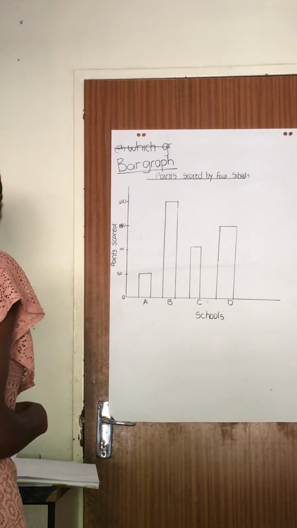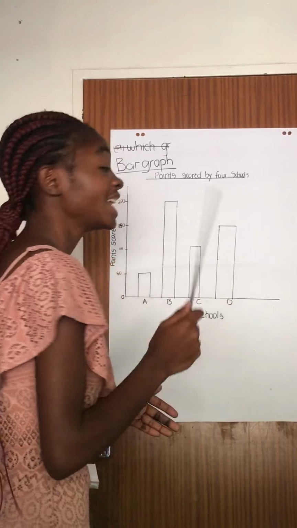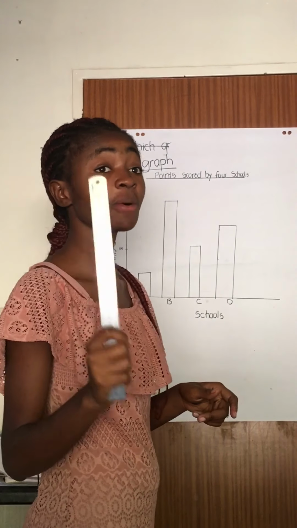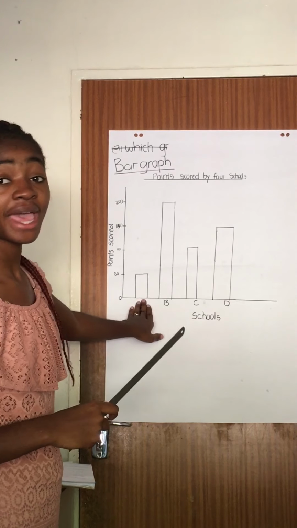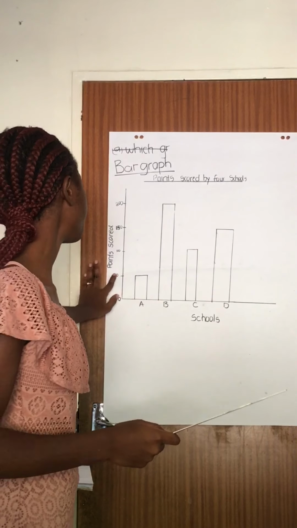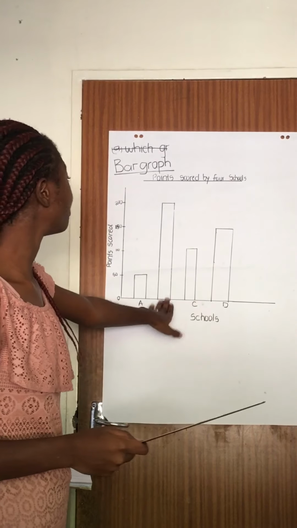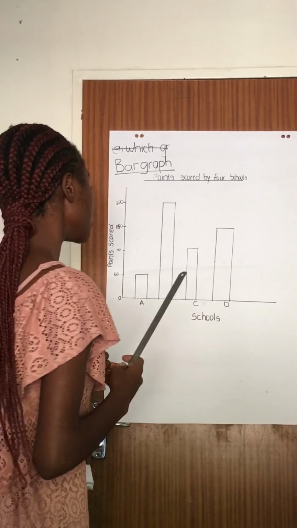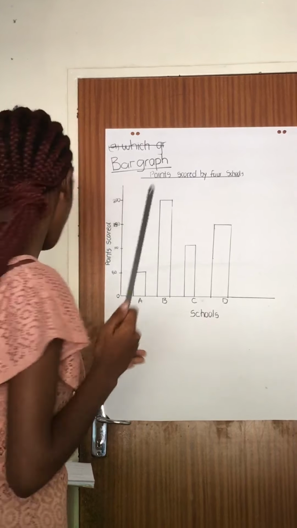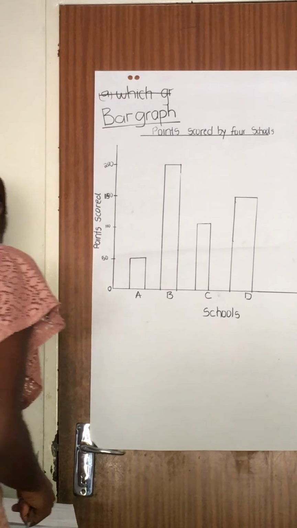Okay, and then I think it will also be important that you mention the number of points. So we can say school A scored the lowest with 50 points and school B scored the highest with 200 points. So you have to mention the points and the school as well. Okay, we move on to the next question.